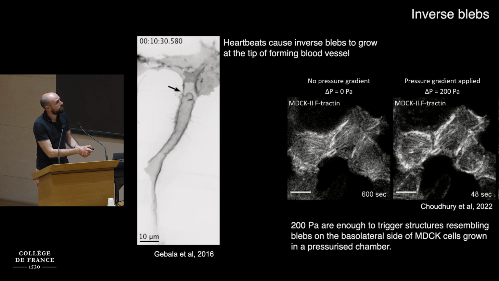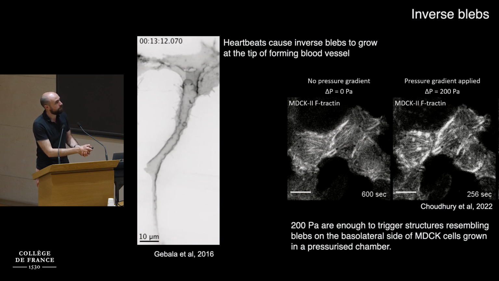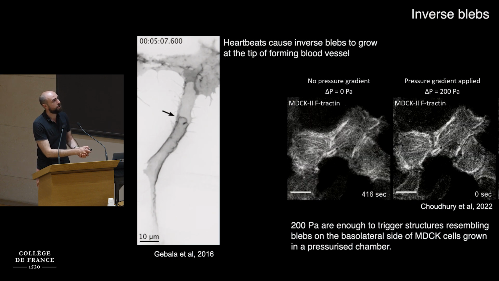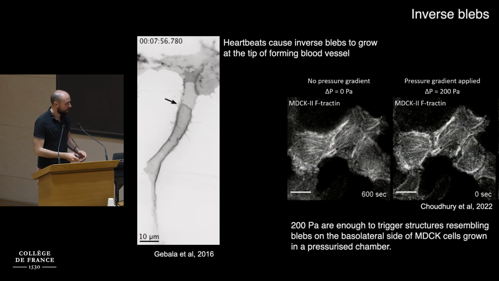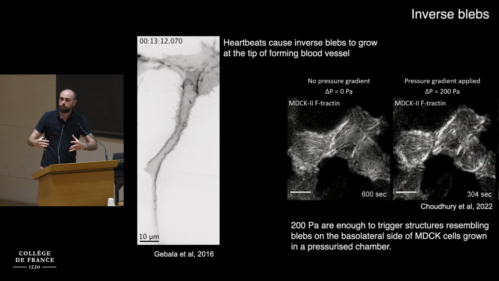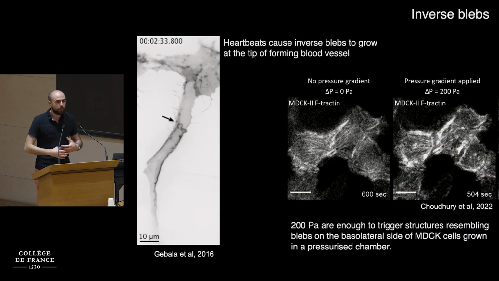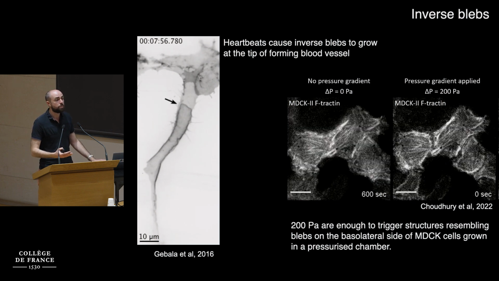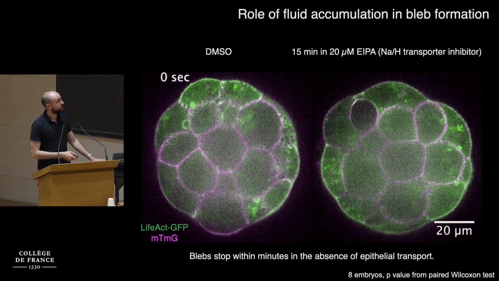And what we see here is that when you raise the pressure above a certain level, you see spherical actin protrusions with dynamics which are compatible with inverse blebs. So we think that pressure of the external fluid confined between the cells might be important for generating those inverse blebs. So what we did is simply to tune the pressure that we have in our system.